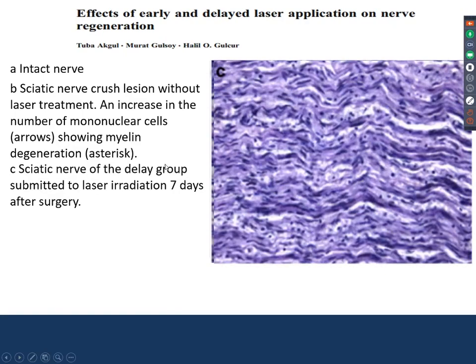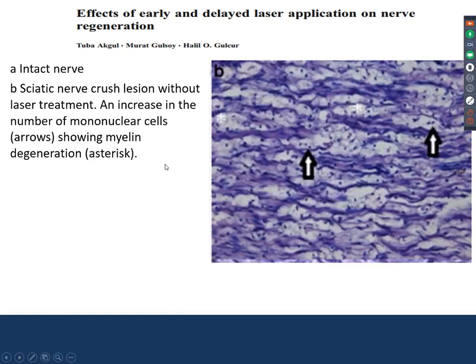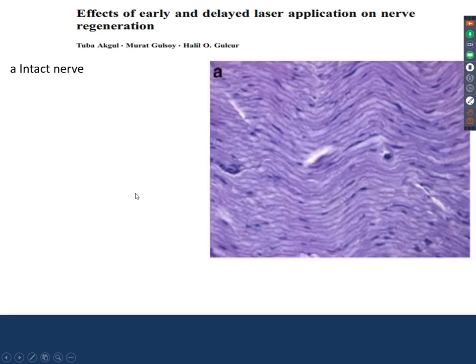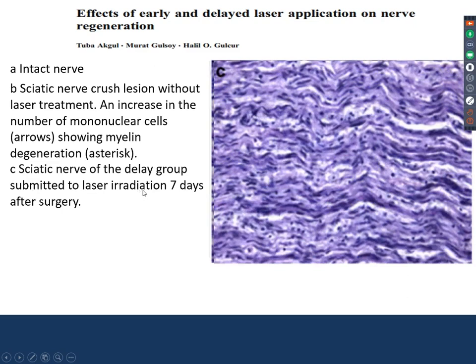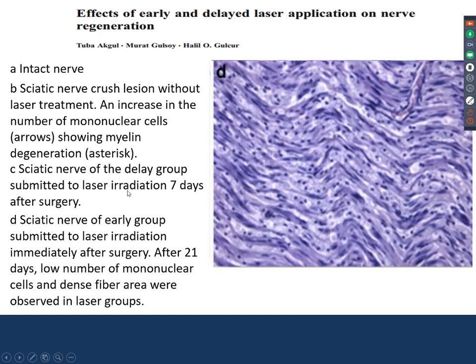So now, what they did in this particular experiment, they exposed the crushed sciatic nerve to laser irradiation over a period of 7 days. So this is what you see here. You start to see less influx, and you start to see some more normalcy of the axons. And then after 21 days, you can see that there's even a greater repair going on. If you compare that to the very beginning, you can see that it's starting to look more and more normal.